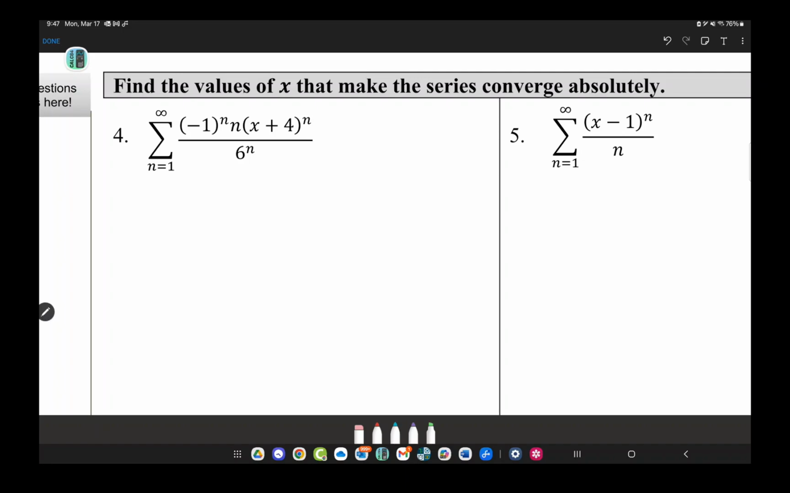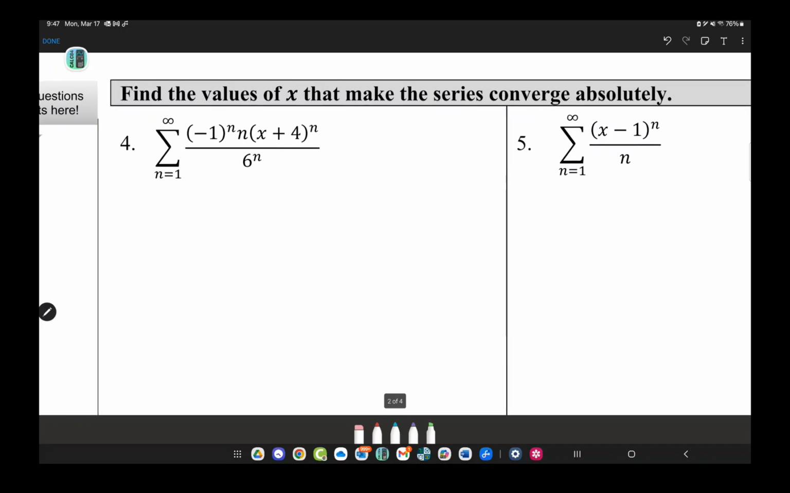The x value that makes the series converge absolutely. Now, when would this converge absolutely? When the limit of the absolute value of this is less than 1. So we're going to do the absolute value of this. We're going to use the ratio test.